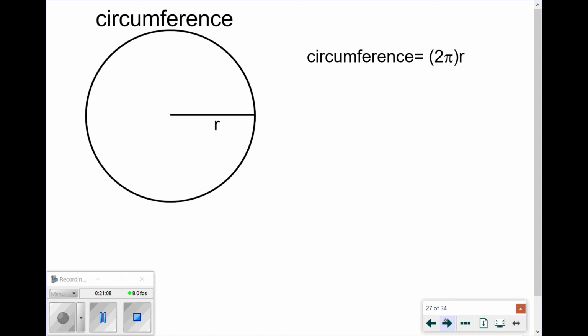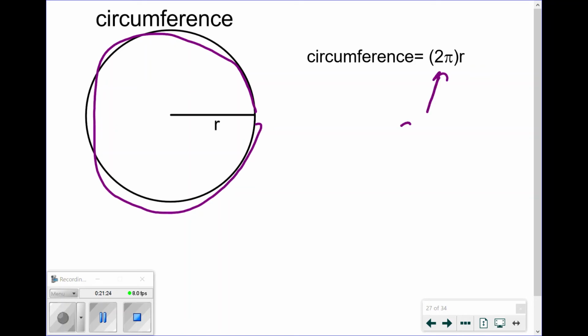You've actually worked with this in the past. For example, if you think about the circumference equation, the circumference is just the arc length of an entire circle. And we know that circumference equals 2 pi r. But here's the funny thing. What really is 2 pi?